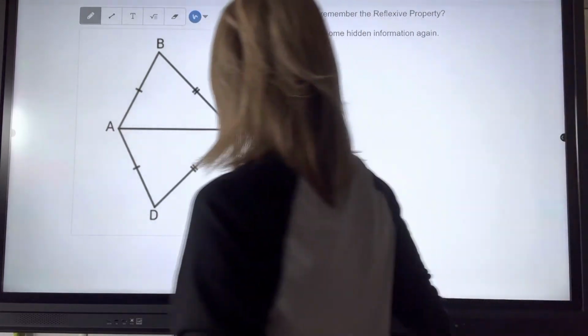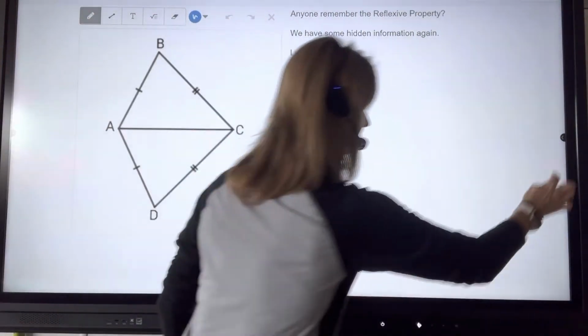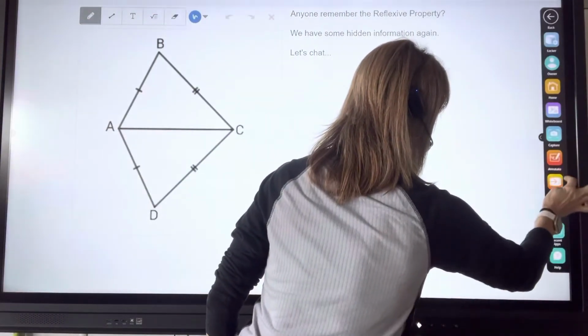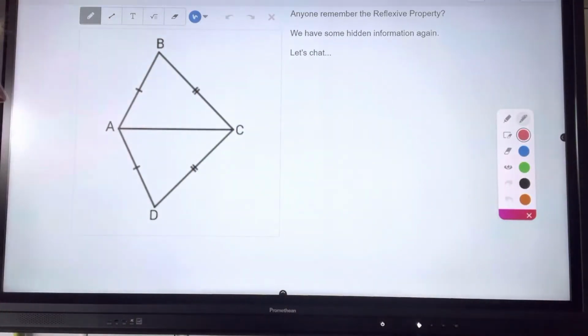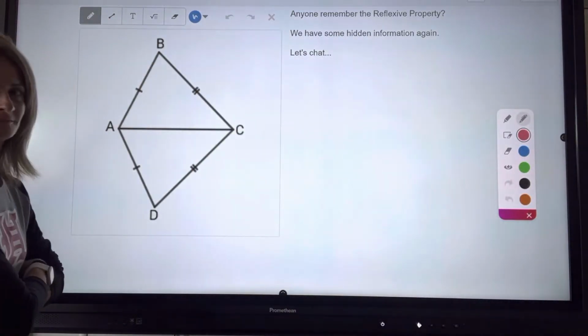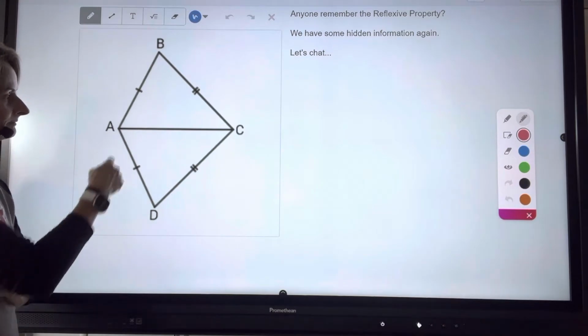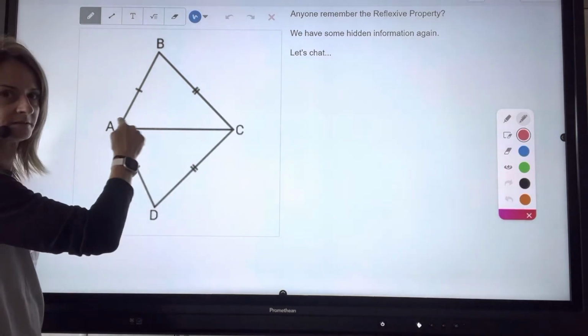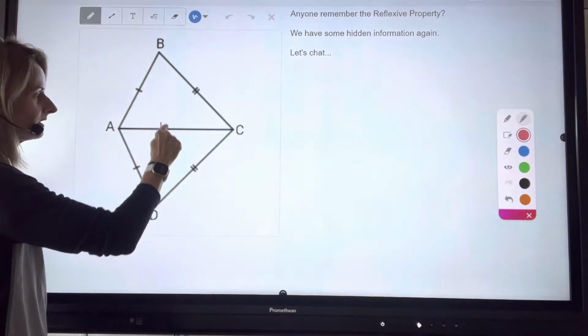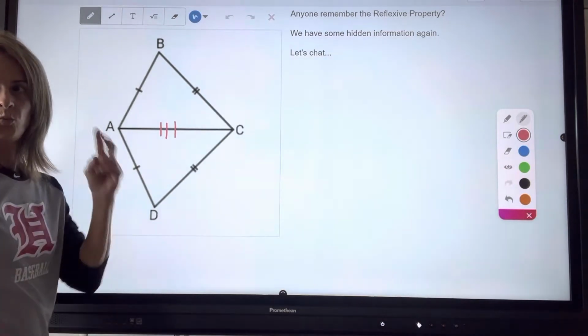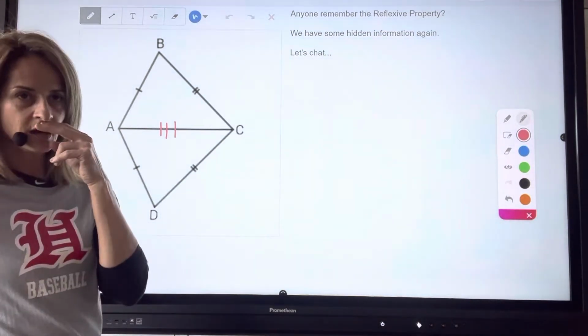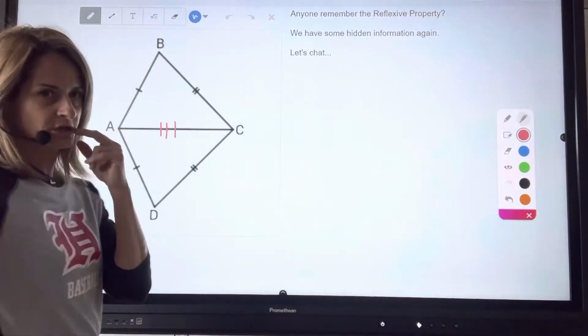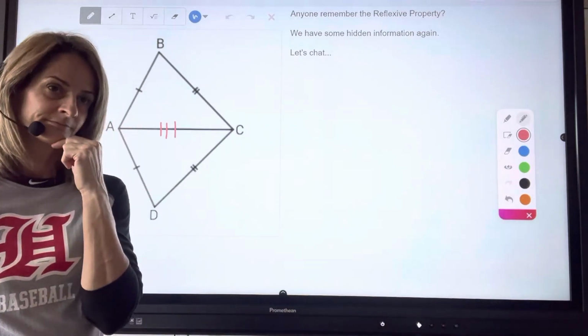Right here, hidden information. What's the hidden information we have? This shared side. It's the same length in both. So I'm just going to put 3. So which method can we prove these two triangles congruent by? Side, side, side.